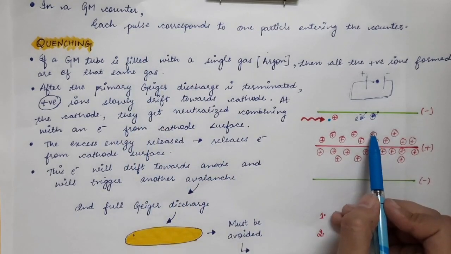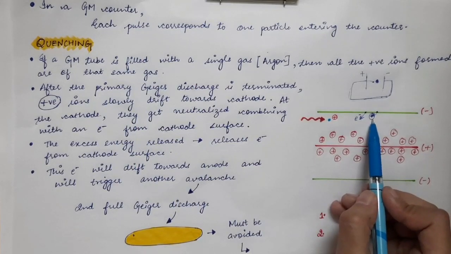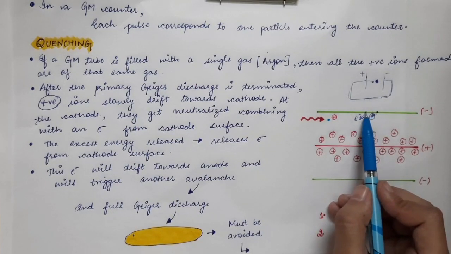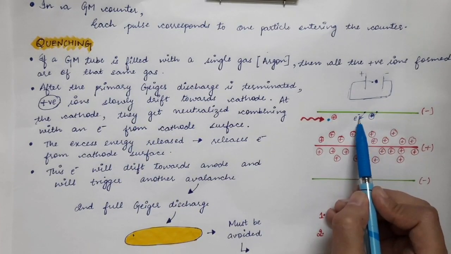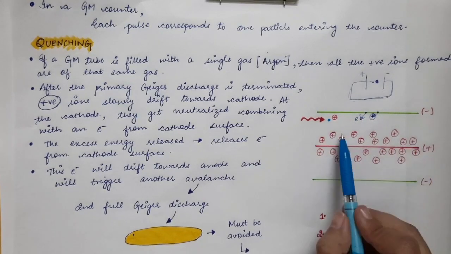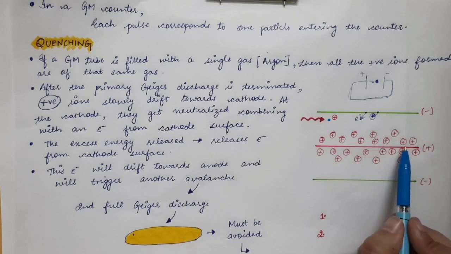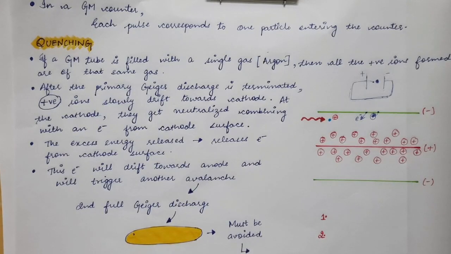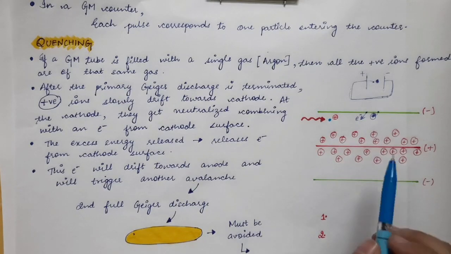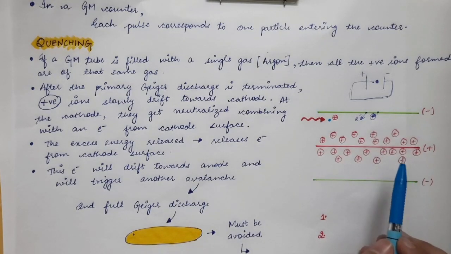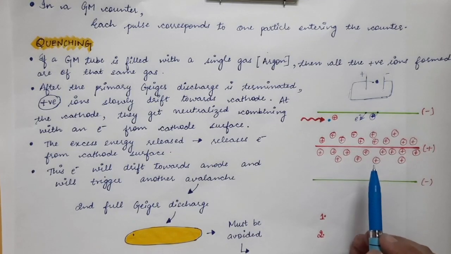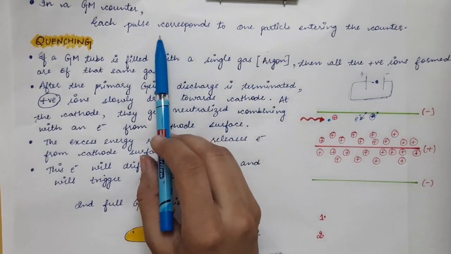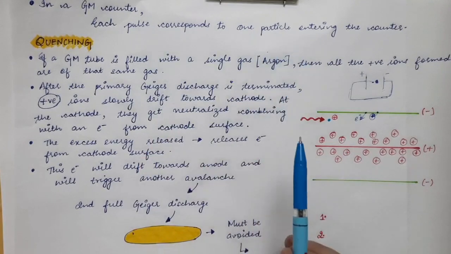But as you can see over here, when positive ions hit the cathode wall, some electron is released in this process, and this electron will again cause an avalanche. It will again cause Geiger discharge in the tube, and hence you will get a pulse. So that pulse is a false pulse. That is not what we are expecting. This pulse is a false pulse, and this must be prevented, because the number of pulses in the GM counter means the number of particles which are entering.